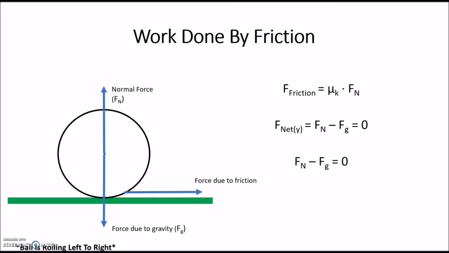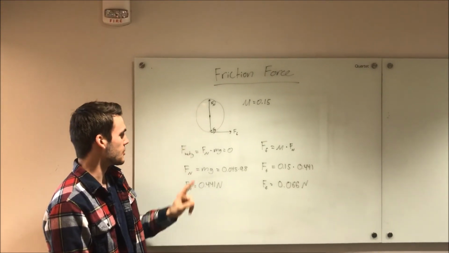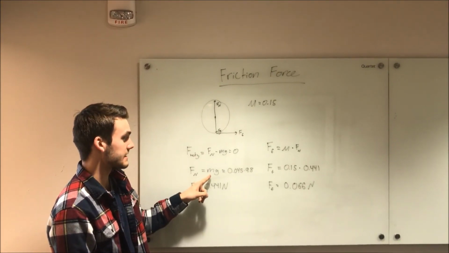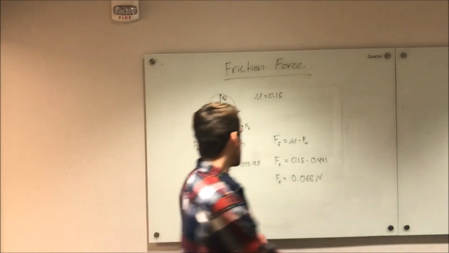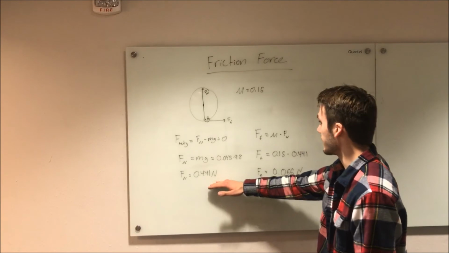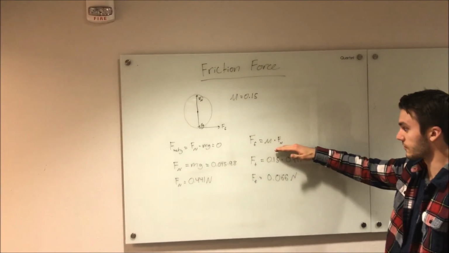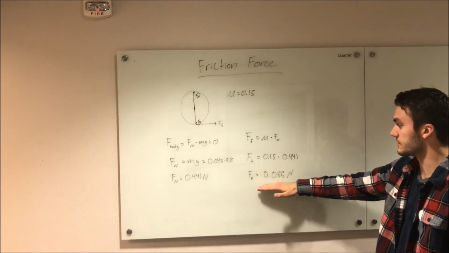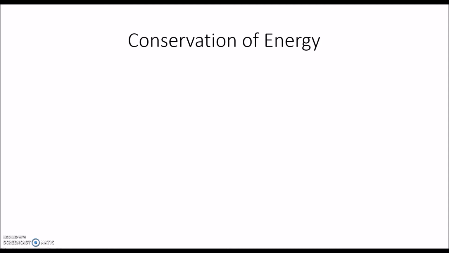Here we have the normal force minus Fg equals 0, and that results in the normal force equaling the mass times the gravity. Because the golf ball is not moving in the y direction, we can set the normal force equal to the mass of the ball times gravity, which equals 0.441 newtons. Now that we have the normal force, we can enter it into the friction equation. Force of friction equals the friction constant times the normal force, and we get that the friction force equals 0.066 newtons.